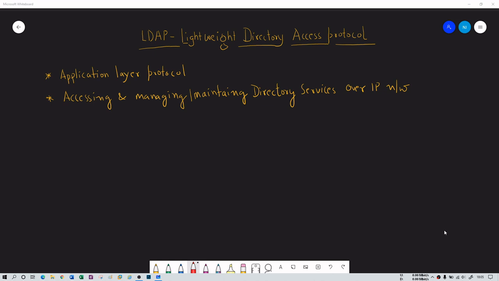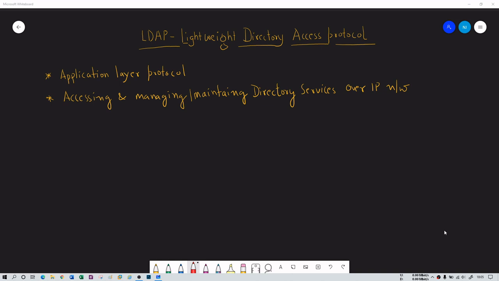So if I am enumerating DNS, then you can find a lot of information from there. In the same way, if you are enumerating NetBIOS, or accessing LDAP, then again you are getting a lot of information. So whenever you are enumerating an application layer protocol, I'm 100% sure that you will find a lot of information about your target, which is good, right?